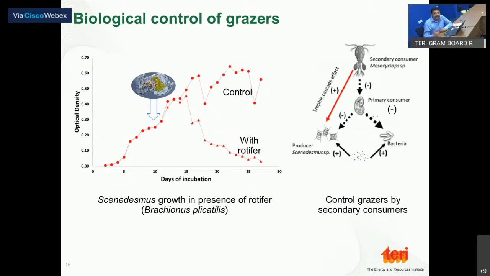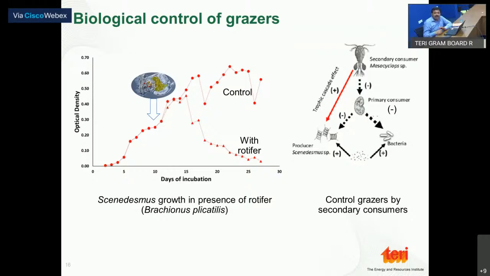We have been working at TERI with some rotifers. That is also a big challenge in the biofuel pond. When you introduce them, after 10 days, when they're growing, you can see how the biomass, how the population crashed after a few days. So how do you control those things, like with polyculture?